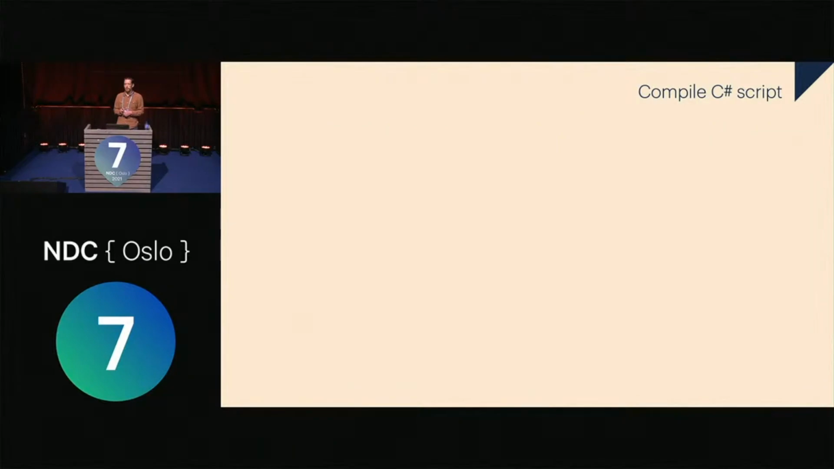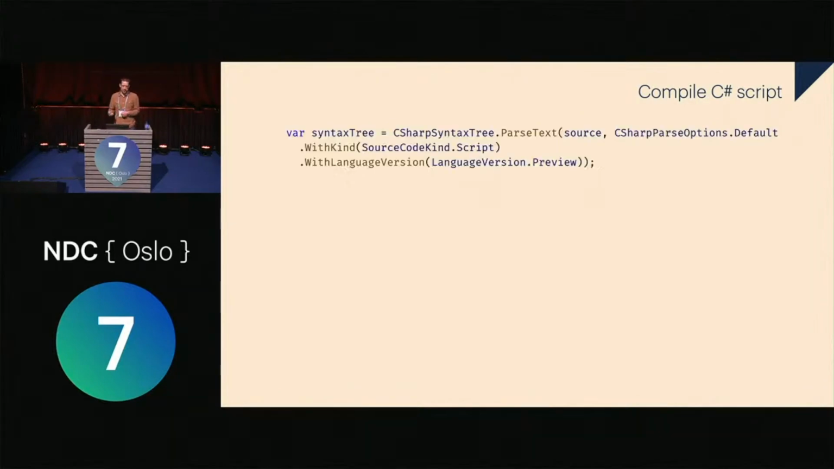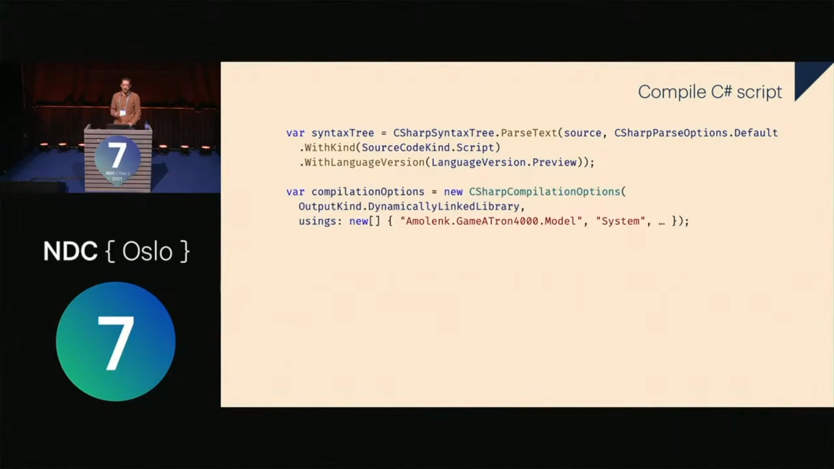Okay, so next step, actually compile my script. The first thing I need to do is use CSharpSyntaxTree to create a syntax tree for my source code. I then set a couple of compilation options. For example, I want to create a dynamically linked library and also set some implicit usings. And this is nice because that means that the author of the game script doesn't need to include explicit usings for some of these often used namespaces.